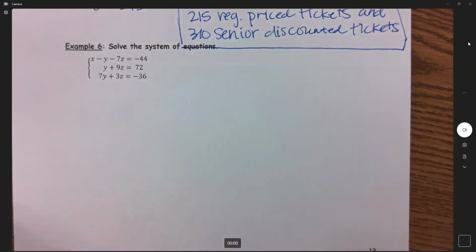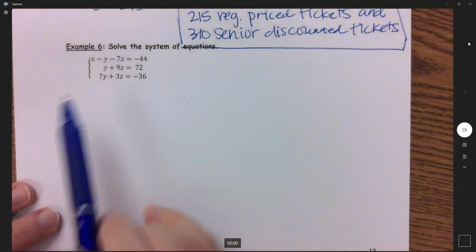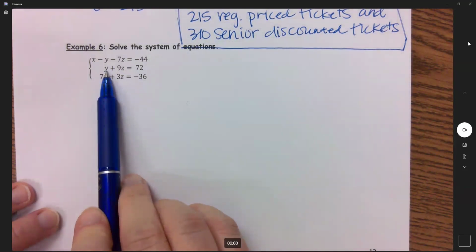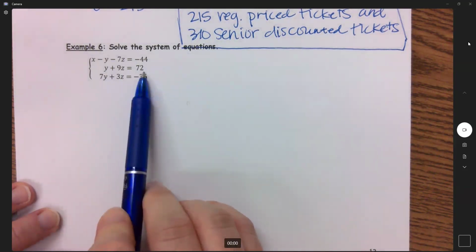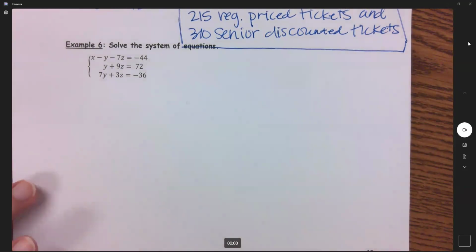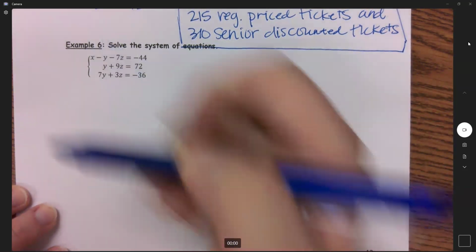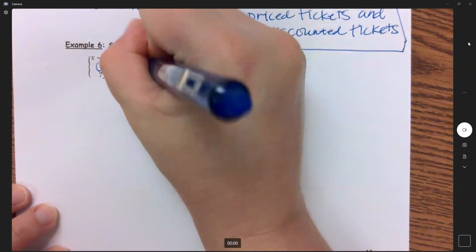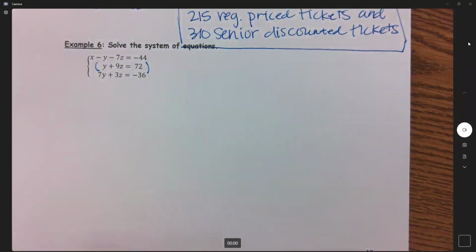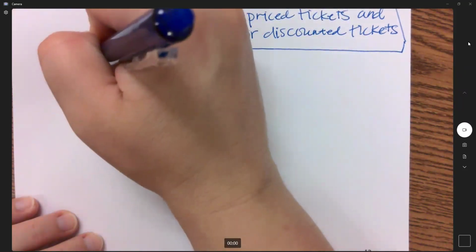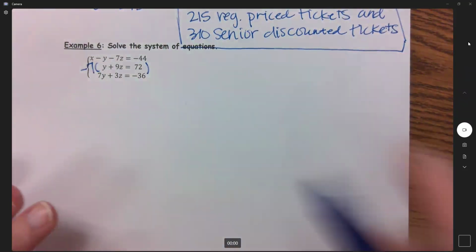So if you wanted to solve by substitution, if that's your jam, you can solve very easily for this Y. You'd subtract that 9Z over and you would be fine. But I'm going to use elimination. And if I want to eliminate my Y's, what would I multiply that middle equation by? Hopefully you said -7.